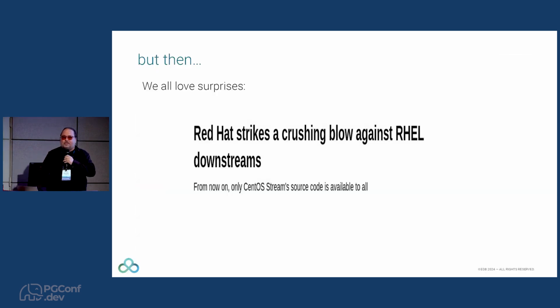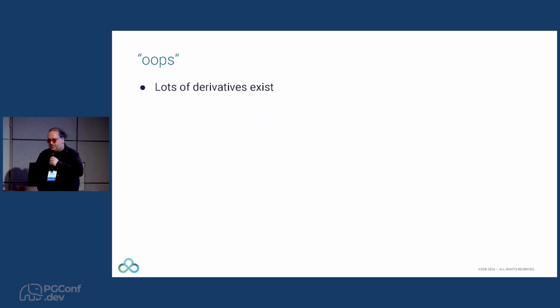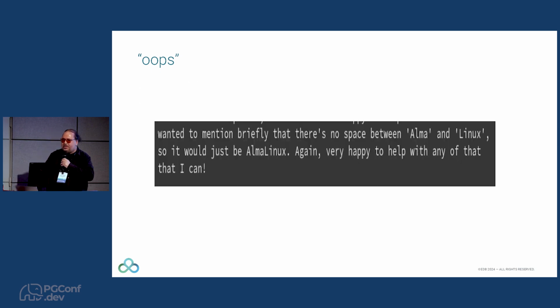But then, of course, we have lots of problems. Suddenly Red Hat decides to partially shut down its source code tarballs. And then there is another problem because since this has been done, the RPMs built on one platform don't work on the other. We already had some issues with CentOS 8. It was gone. There are lots of derivatives. Can we support all? It's another challenge because some people from Alma Linux sent me a patch about removing the space between Alma and Linux.